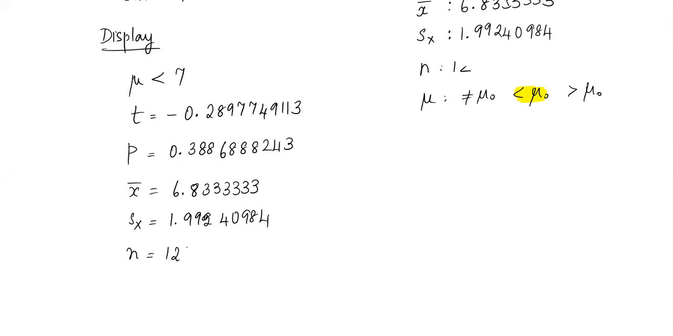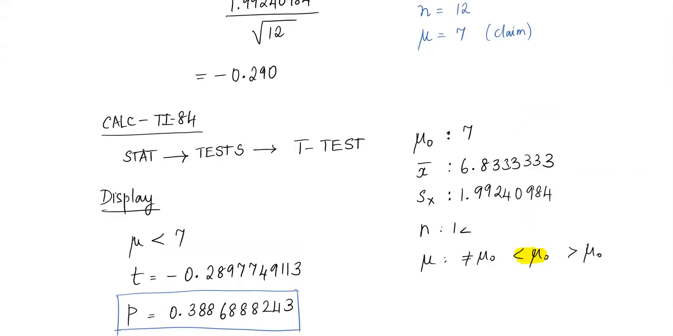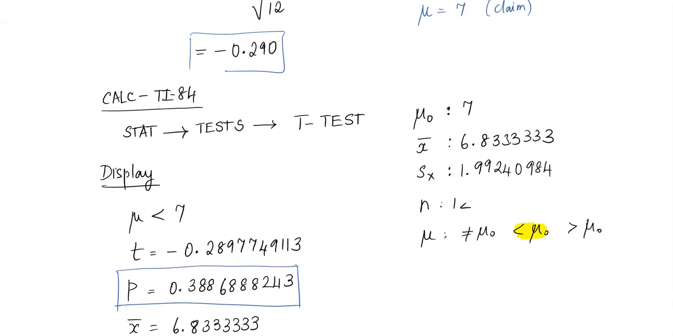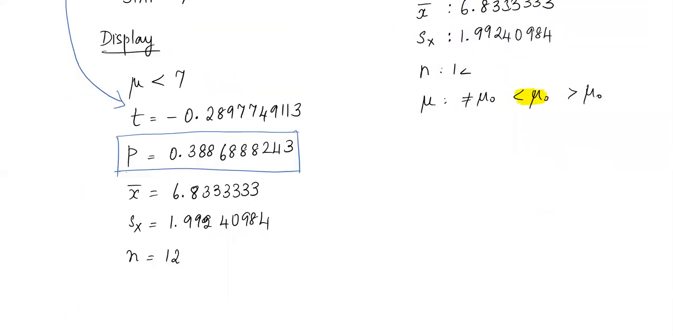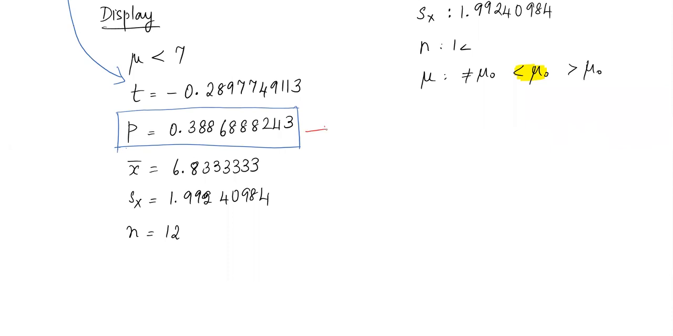But here is the important stuff. We're using technology to find the p-value, so this is the p-value we are interested in. In fact, it also gives you the t-value, so we didn't have to calculate it manually. That's your t-value there, the test statistic that we manually calculated in step 5. That can be derived right here. And this is your p-value. You can safely round it to 4 decimal places, 0.3887.